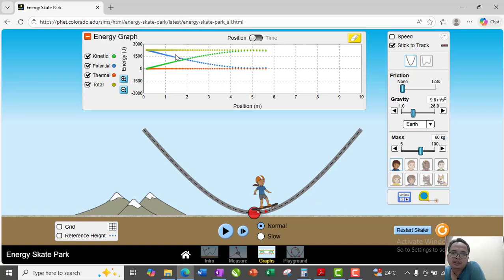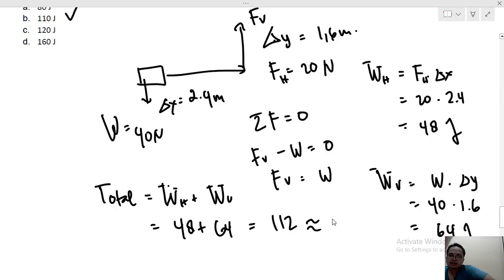But the total energy, kinetic plus potential energy, remains constant. Yeah, we can approach it as 110 joule. Okay, so the answer is B.